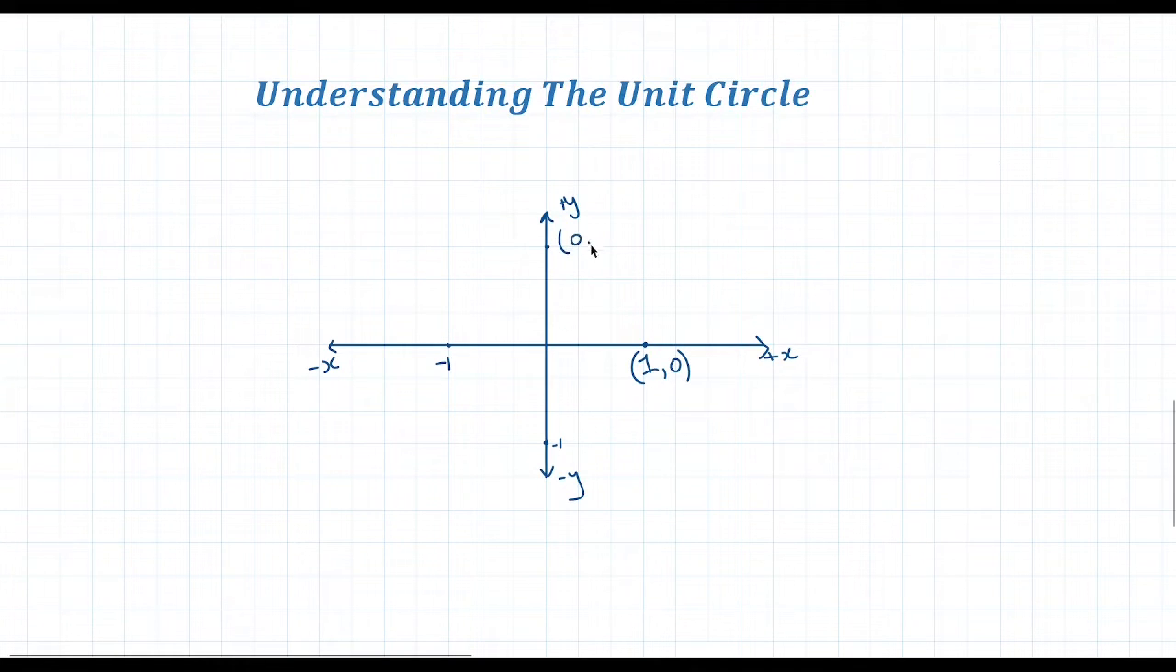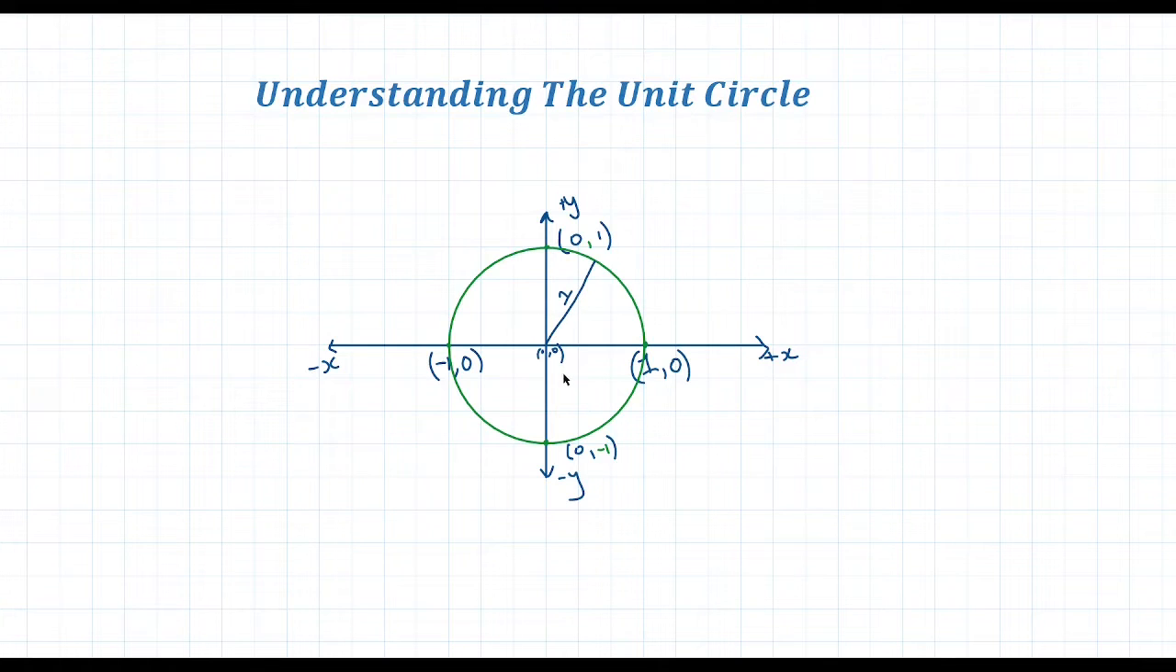This would be (0, 1). This would be (-1, 0). And this would be (0, -1). Now imagine I draw a circle to connect these points. Now this is what we call a unit circle. The distance from the center of the circle at (0, 0) to any point will be 1. So it's 1 unit, and hence it's called the unit circle.